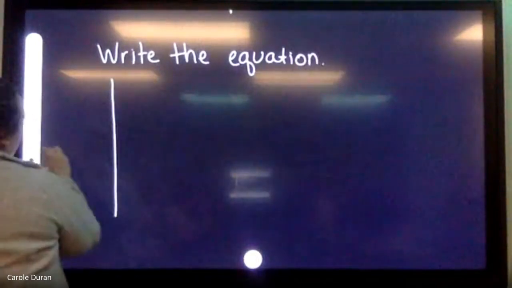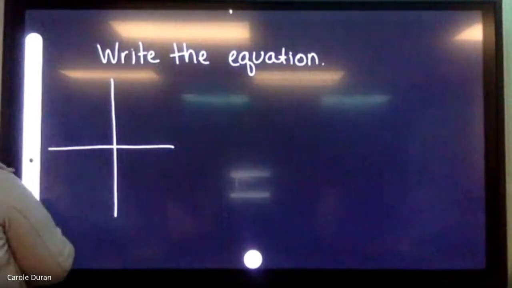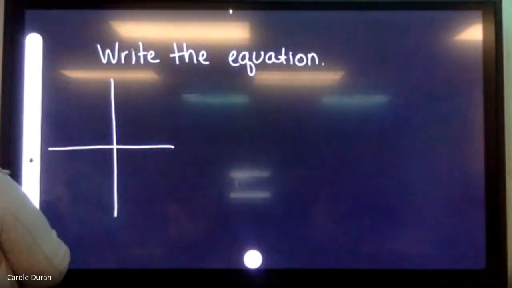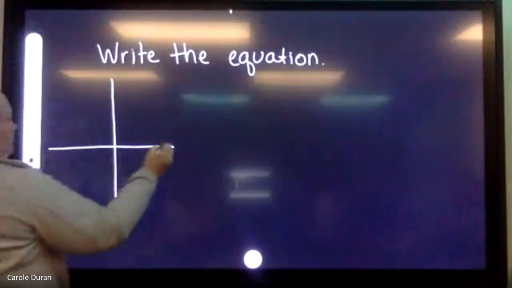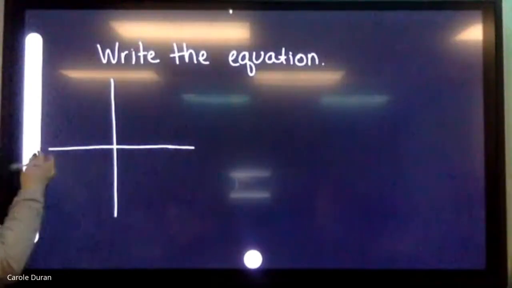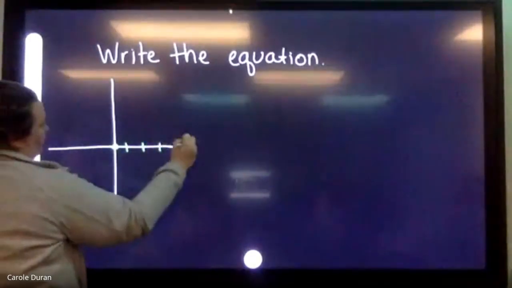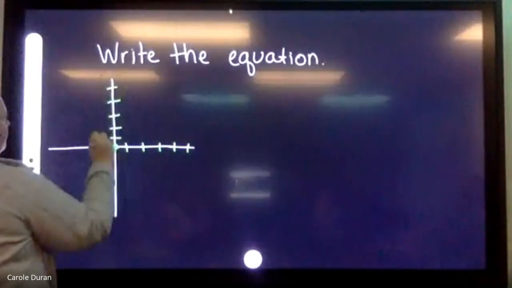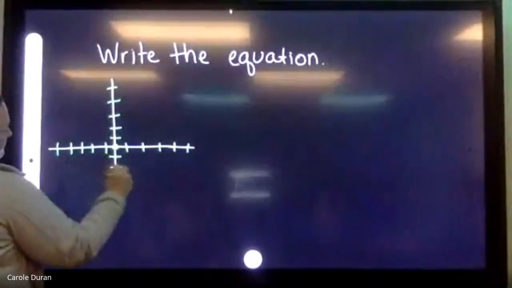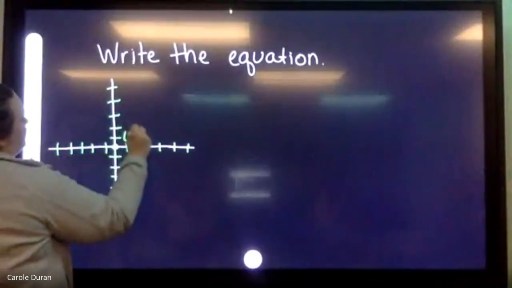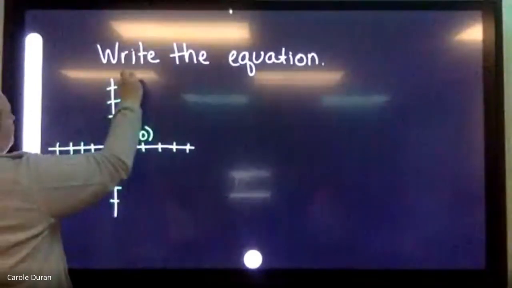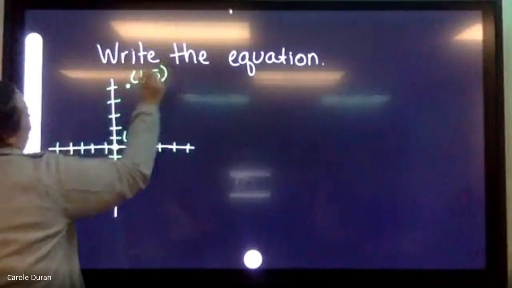This one is just like the previous one where I'm asking you to write the equation for a circle that's given to you. We have to write the graph? Well, I'm drawing the graph because that's how I presented the information to you. So in this one, your center is 0, 0, and it goes through the point 1, 5.